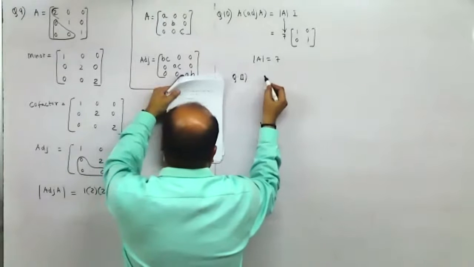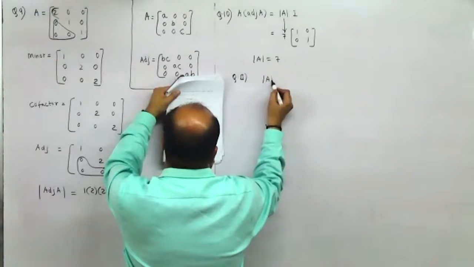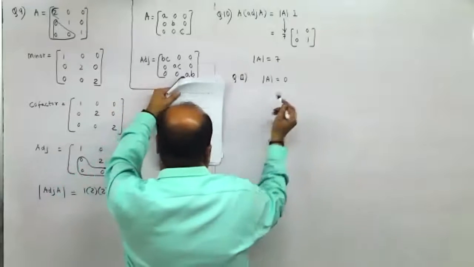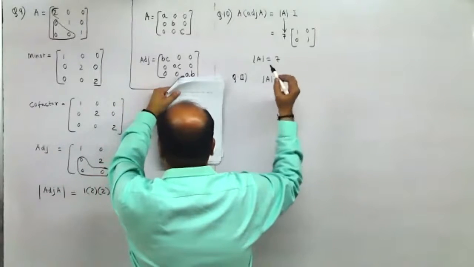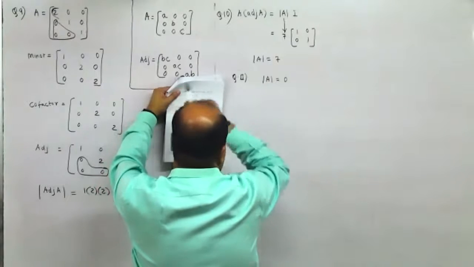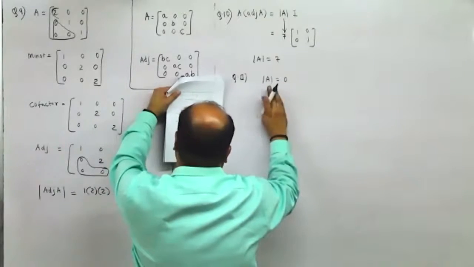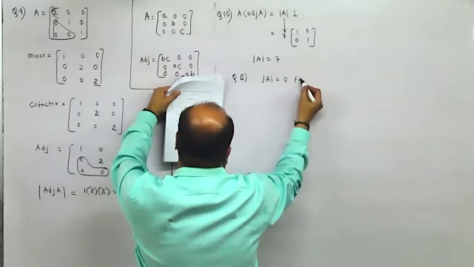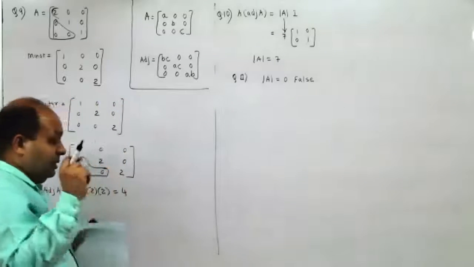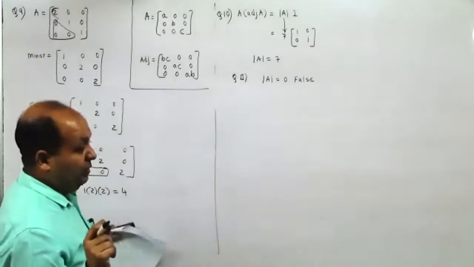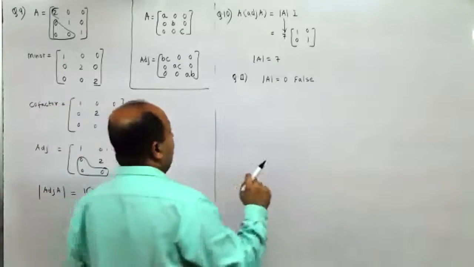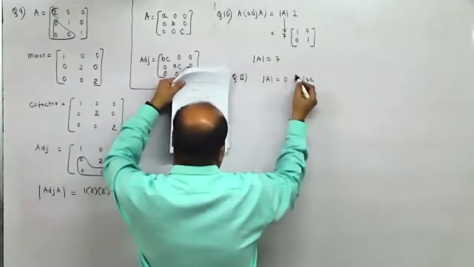If A is a non-singular matrix, then determinant value of A is 0. True. Sorry, A is a non-singular matrix. For a singular matrix, determinant value of A is 0. If A is a non-singular matrix, determinant value of A is not equal to 0. Remember, the word singular may fool you. When you think of the word singular, you may think determinant value of A should be 1. It is not 1, it should be 0 for singular.